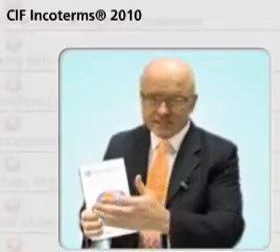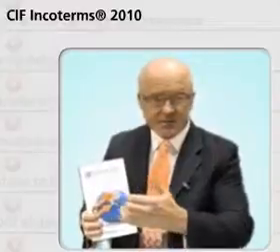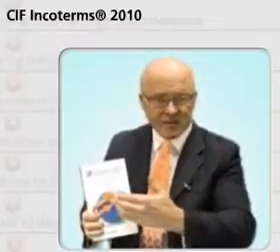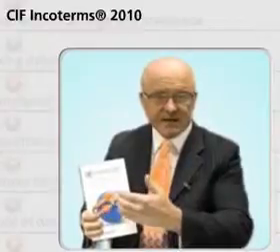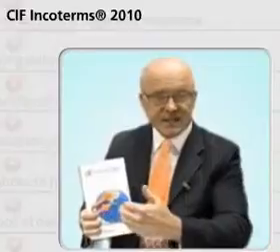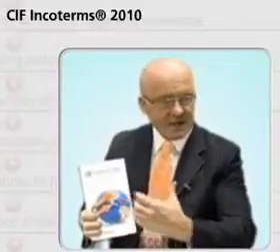Another point to note, the seller pays costs, including freight and insurance, after the critical point of transfer of risk from seller to buyer. A6 and B6 outline this allocation of costs.